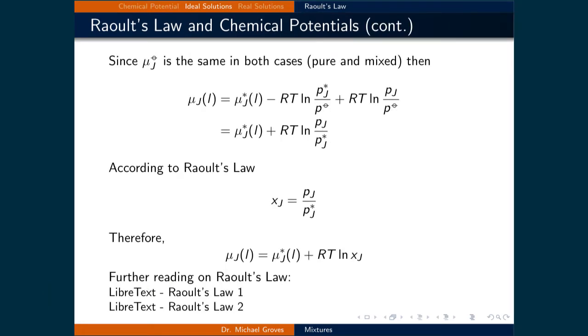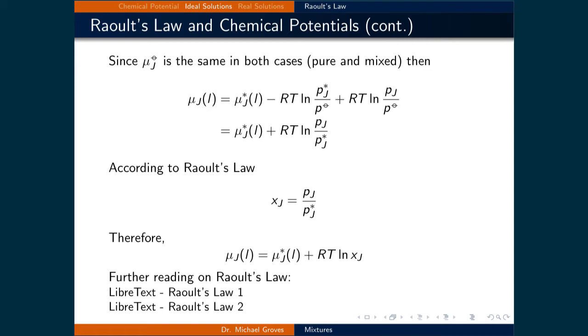Since the standard chemical potential is the same in both cases, pure and mixed, then we can put them together to get the chemical potential of the jth component in the liquid phase is equal to the chemical potential of the pure liquid of the jth component minus RT times the natural logarithm of the partial pressure of the pure component divided by the standard pressure, plus RT times the natural logarithm of the actual partial pressure of the component divided by the standard pressure.